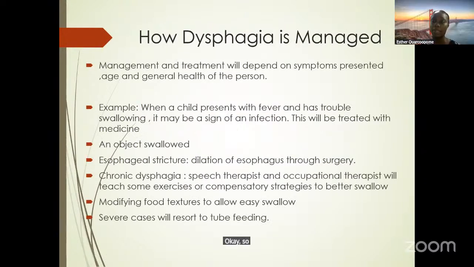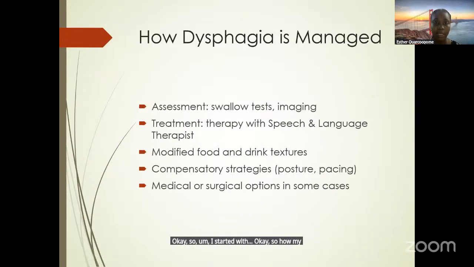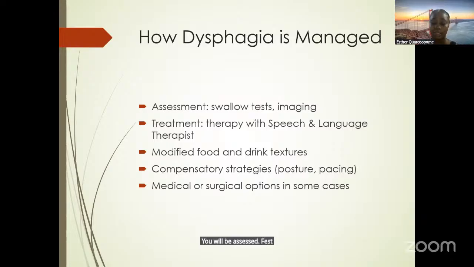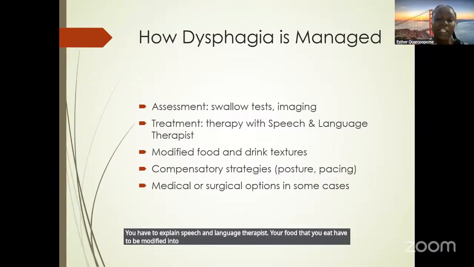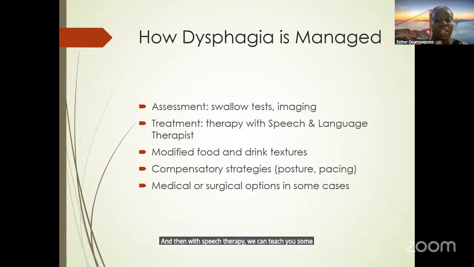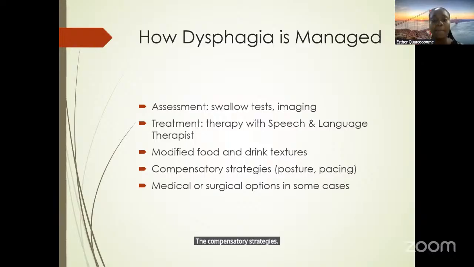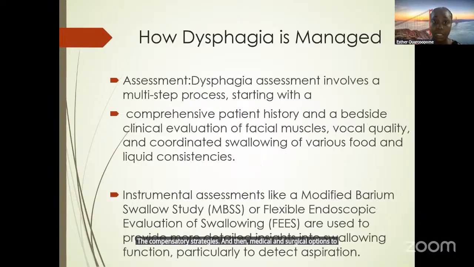So I started with how dysphagia is managed. First of all, you will be assessed, and you have treatment with a speech and language therapist. The food you eat has to be modified into fine or smooth textures. With speech therapy, we can teach you some compensatory strategies, but it's mostly with people with head and neck cancers that we teach the compensatory strategies. And then there are medical and surgical options in some cases.